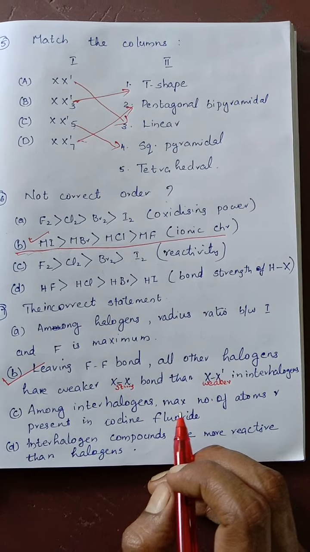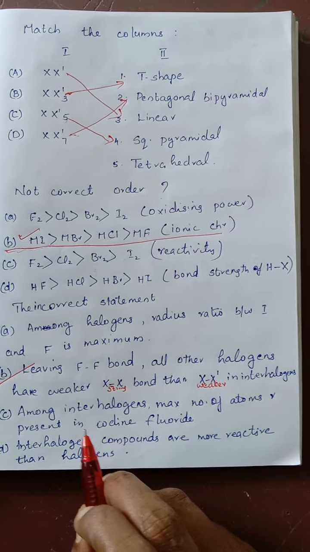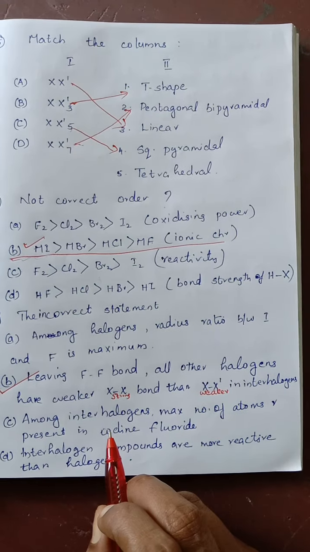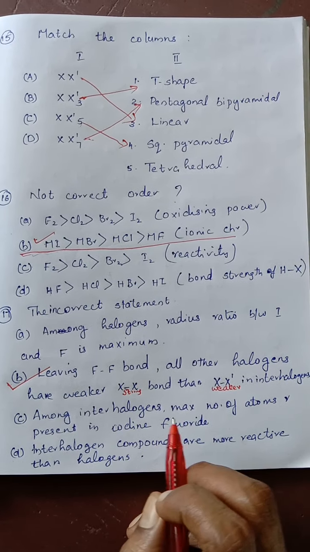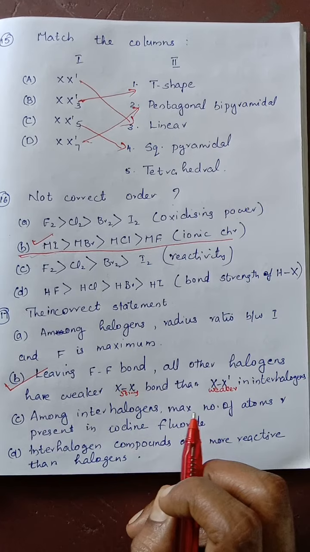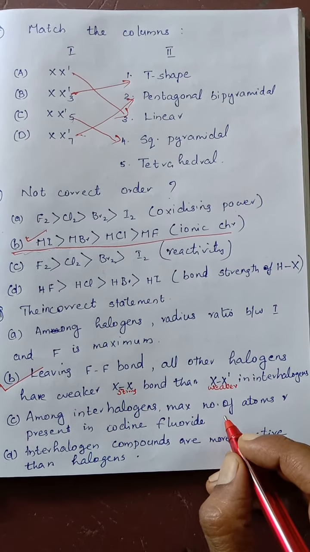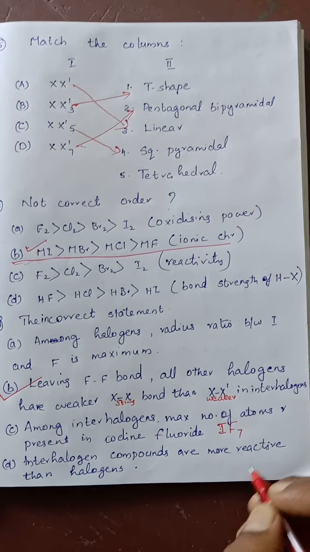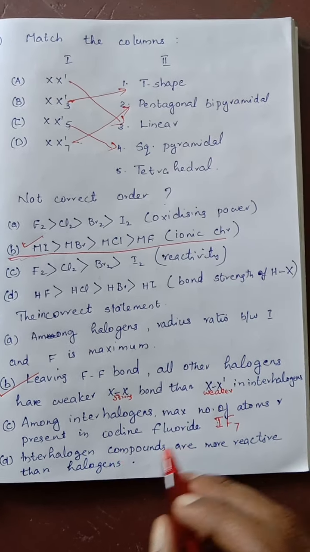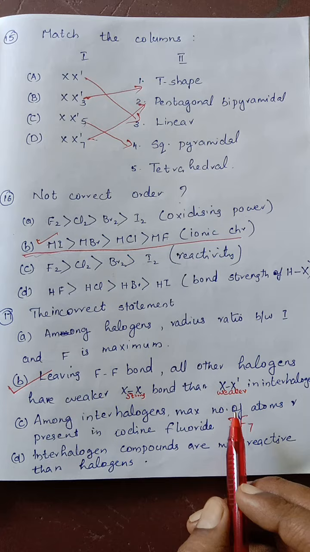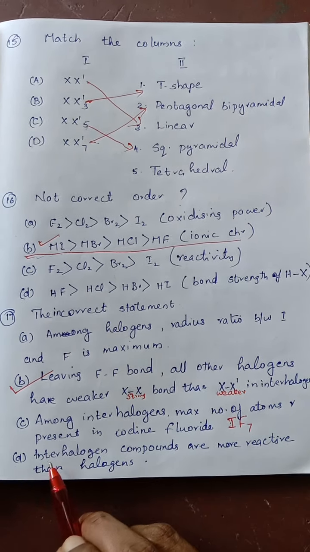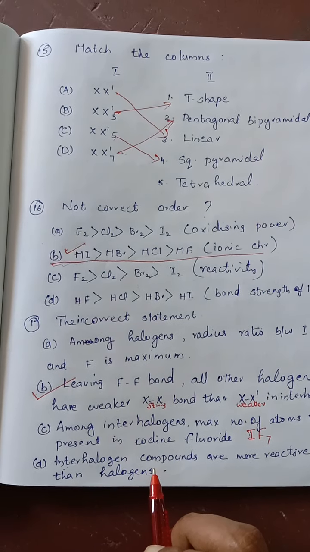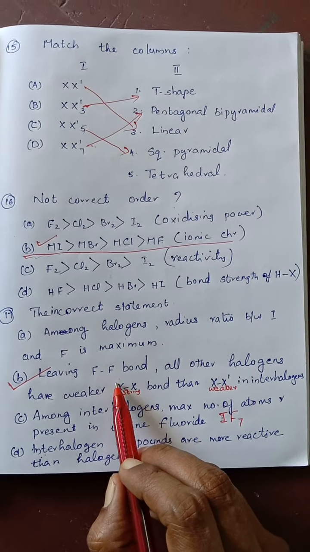Among interhalogens, maximum number of atoms are present in iodine fluoride. This is correct, because of the maximum radius ratio between iodine and fluorine, hence maximum number of atoms per molecule in iodine fluoride. We know iodine fluoride, the formula is IF7. That is, one molecule contains 8 atoms. Interhalogen compounds are more reactive than halogens. This is also a correct statement. So this one is the wrong one.